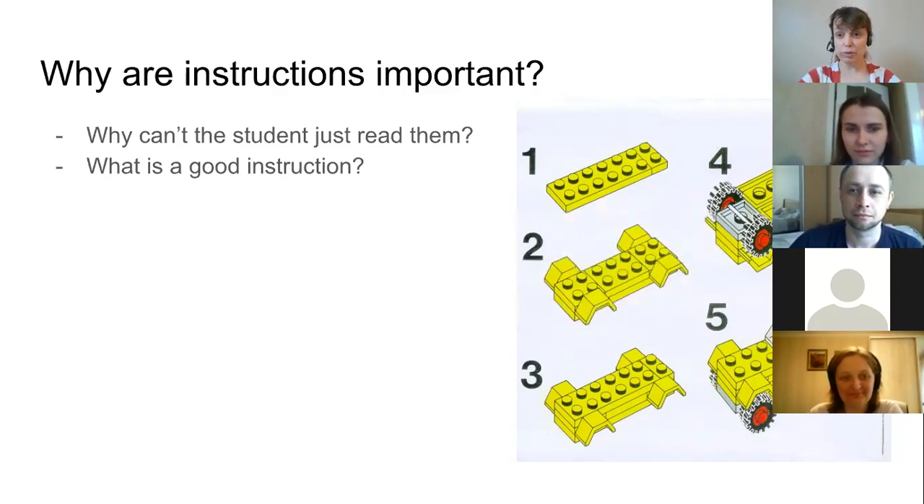Right, and Julia raised a very good question. The instructions are usually written. The student can see them. Why can't the student just read them? Why do we need to say something? Anyone? Maybe just to make a kind of conversation. A conversation about what? About the topic of the lesson. Just to invite the student to start speaking about something, to inspire him to do this.